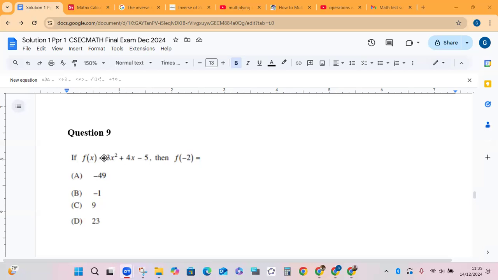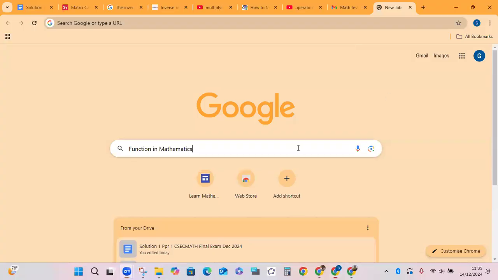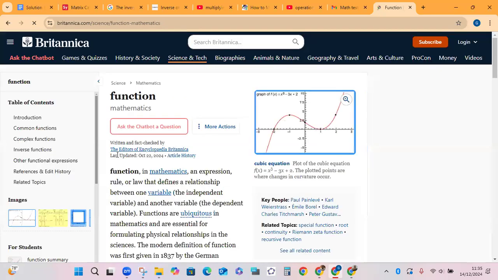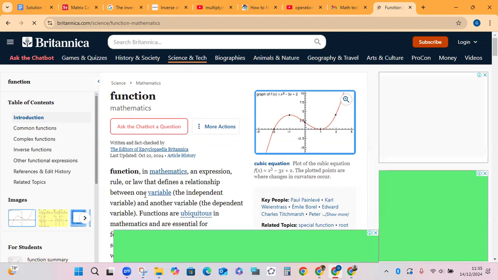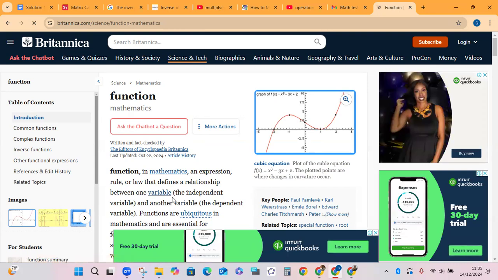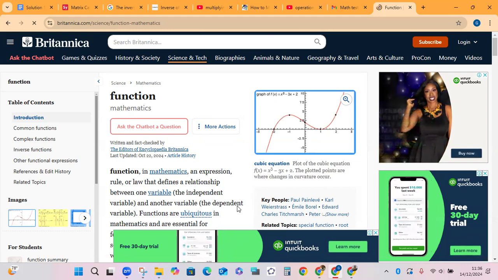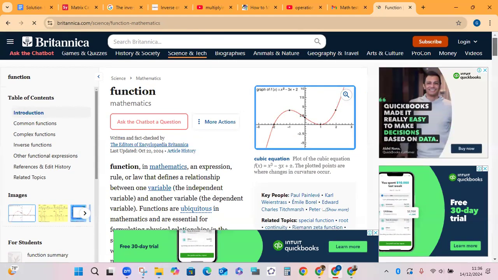Okay, now you may wonder, what is a function in mathematics? Let's check it out. So when you Google functions in mathematics, it says here you have function definition types and example. Function in mathematics, an expression, rule, or law that defines a relationship between one variable, the independent variable, normally represented by the letter x, and another variable, the dependent variable, represented by the letter y.